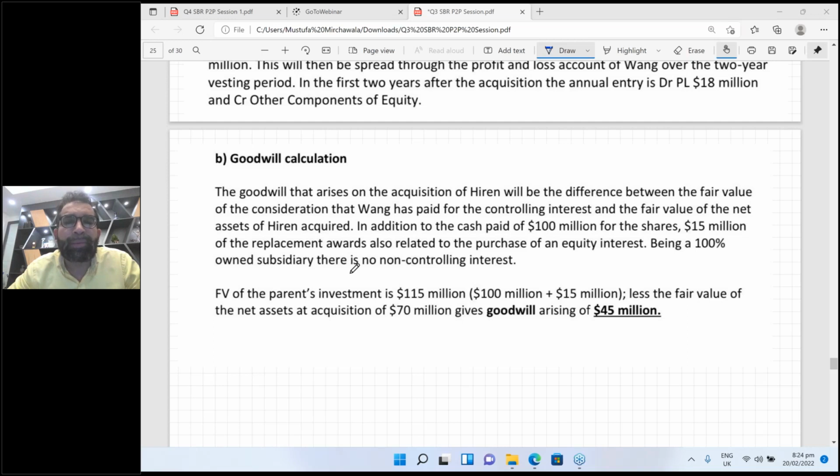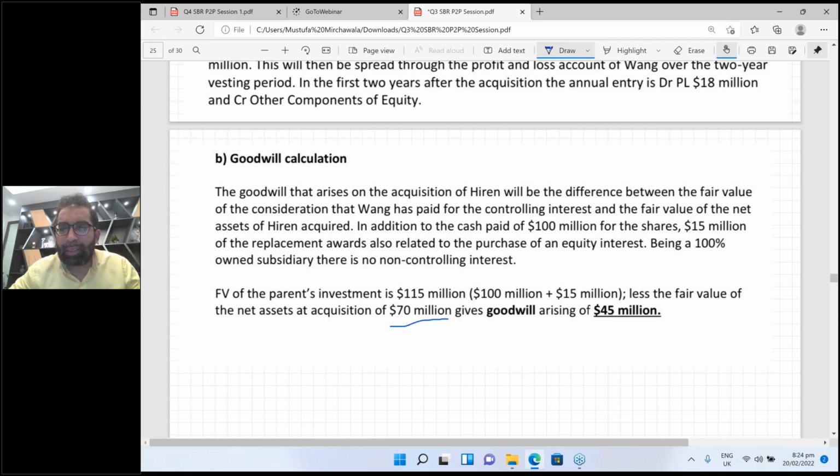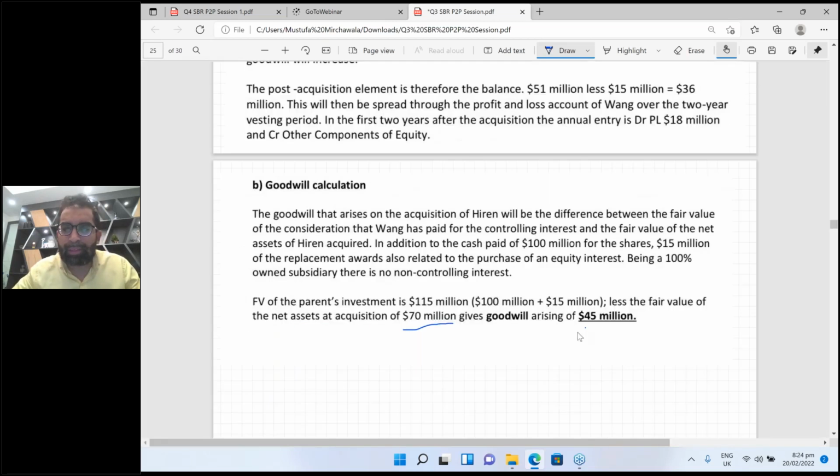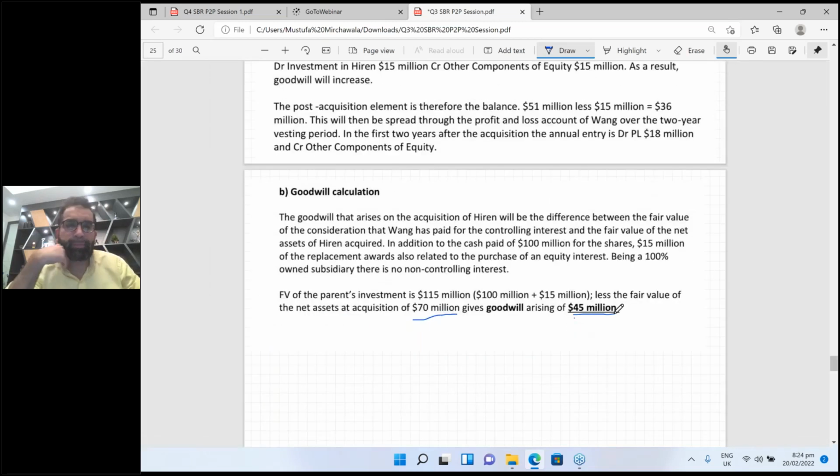Remember the compulsory part. So 100 plus 15, 115, is the COI, and the fair value of net assets given in the question was 70 million. So this makes the goodwill 45 million. Okay, I hope you got it. This goodwill calculation was not important. Leave it. Thank you.